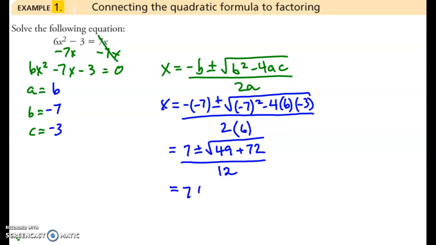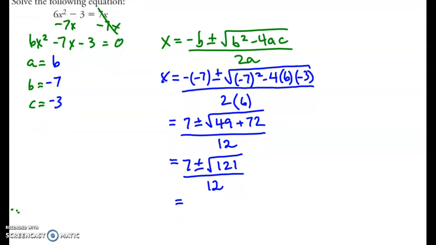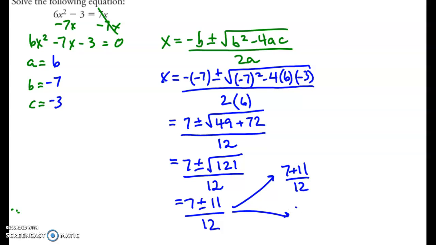Next step, 7 plus or minus 49 plus 72 is the square root of 121 divided by 12. 7 plus or minus square root of 121 is 11. We're asking ourselves what times itself gives us 121. The answer is 11 divided by 12. Okay, now here we're going to branch into 2 possible answers. We're going to have a 7 plus 11 divided by 12. The other possible answer will be 7 subtract 11 divided by 12.